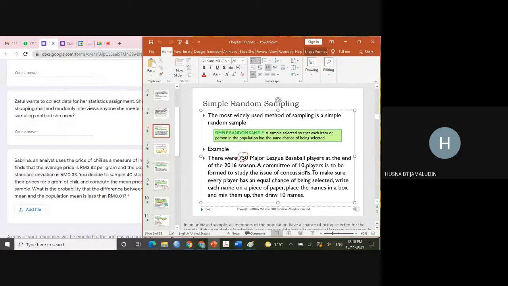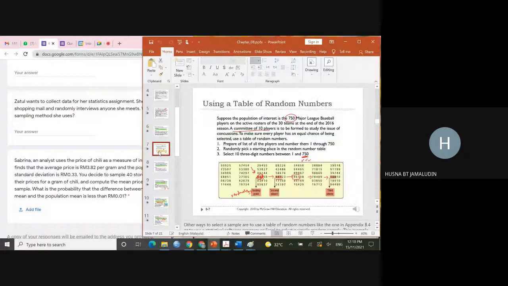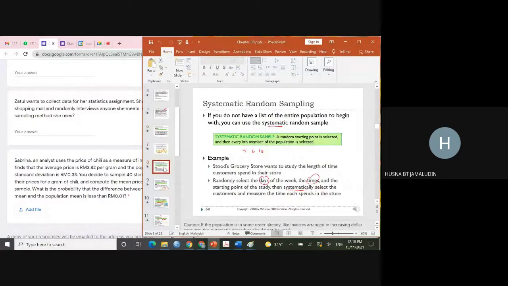But if they are not there, how can they have the chance of being selected? That is one characteristic of simple random sampling. Second, if you don't have a list of the entire population to begin with, definitely you cannot use simple random sampling. You have to use other types of sampling.